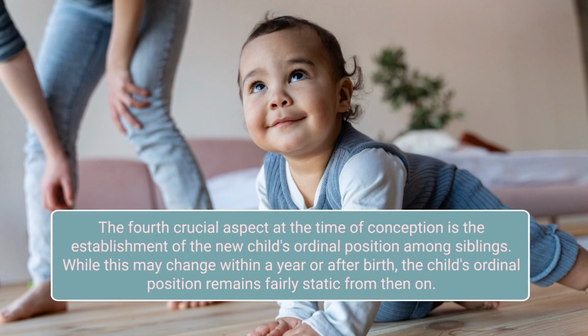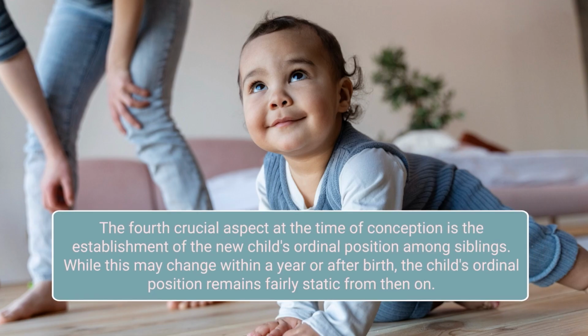Now, coming on to the fourth aspect, the fourth important aspect is the ordinal position. The fourth crucial aspect at the time of conception is the establishment of the new child's ordinal position among siblings. While this may change within a year or after birth, the child's ordinal position remains fairly static from then on. Now, because it's important to understand the child, the placing of the child.